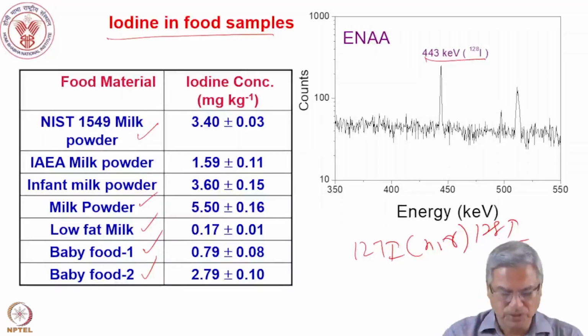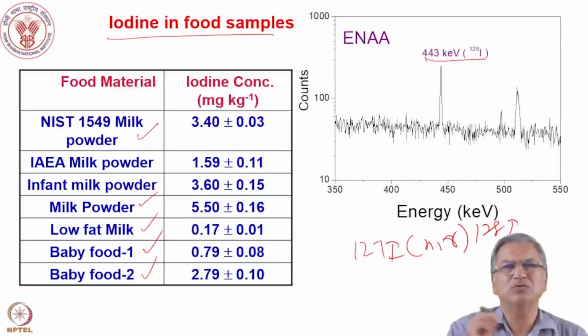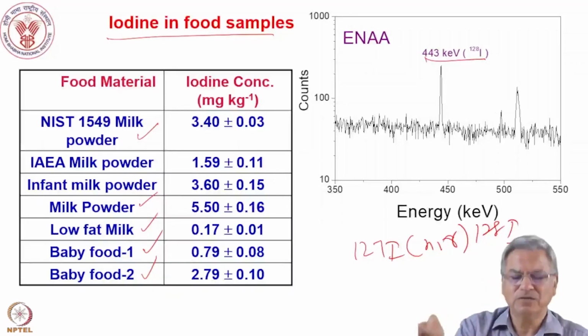So this is the kind of study people do to find out iodine in different samples. You can just irradiate the powder without doing any chemistry. Seal it in a container or aluminum foil, irradiate, and count for gamma activity. You can find out the iodine content.